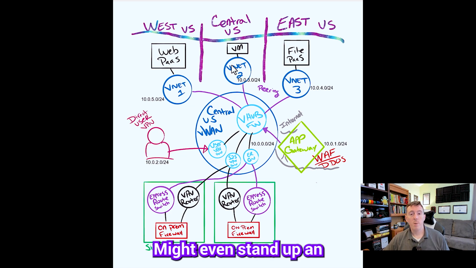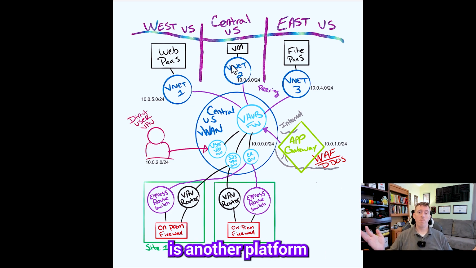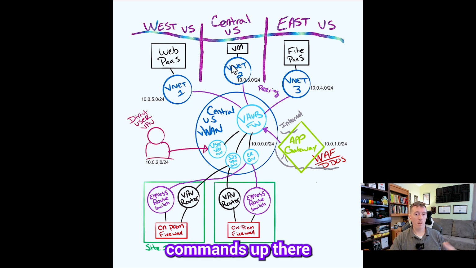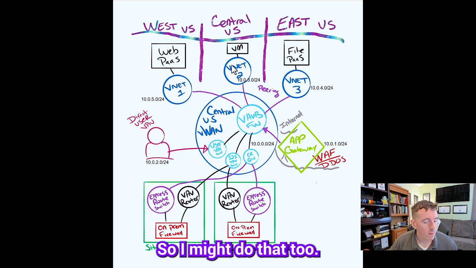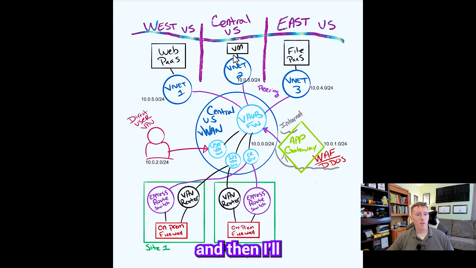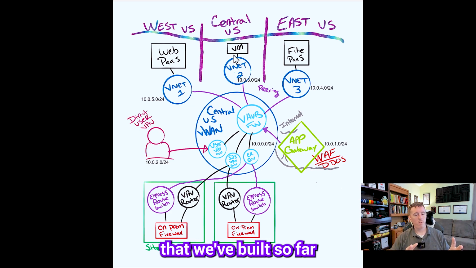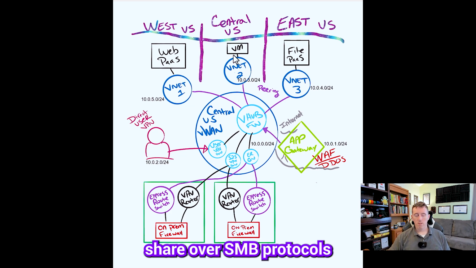Might even stand up an Azure Function. Azure Functions is another platform as a service, and you get to run code on a specific runtime environment that you want. You put PowerShell commands up there, and we can mimic running automated PowerShell commands, like with an automation account, over the private network. So I might do that too. And then I'll update this diagram to show the full scope of everything that we've built so far. We should be able to connect from our on-premise network and hit the file share over SMB protocols.